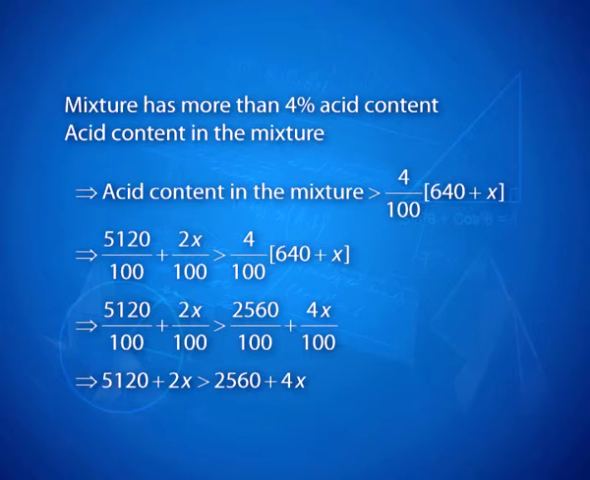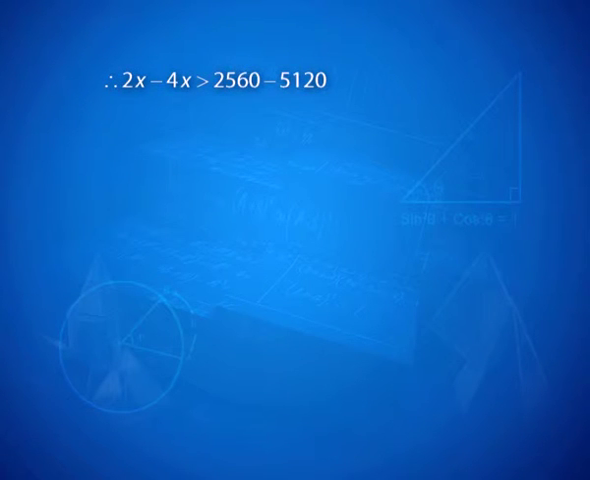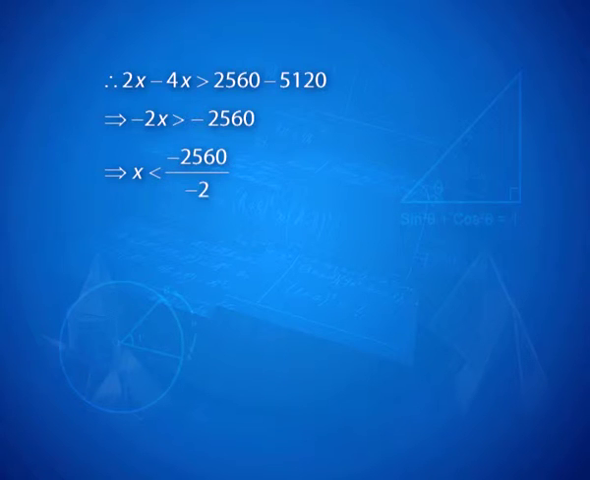On simplifying this inequality, we get 5120 plus 2x is greater than 2560 plus 4x. Transposing the terms involving x on the left hand side and the constants on the right hand side, we get 2x minus 4x is greater than 2560 minus 5120, giving us minus 2x is greater than minus 2560. On dividing by minus 2, the inequality gets reversed, giving us x is less than 2560 upon 2, that is x is less than 1280. Let us consider this condition as condition 1.